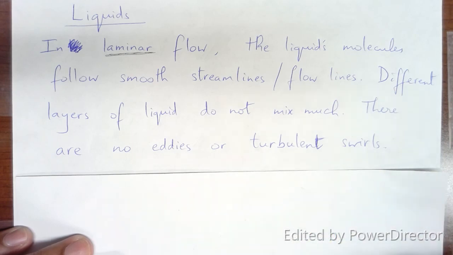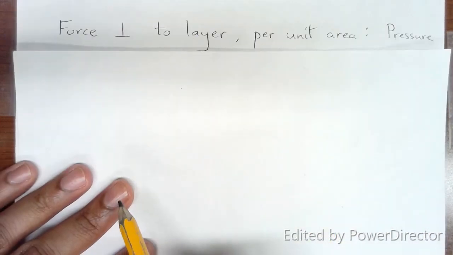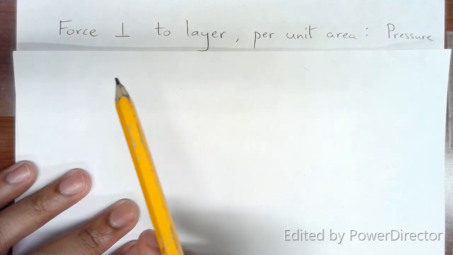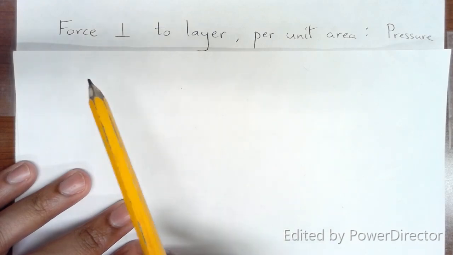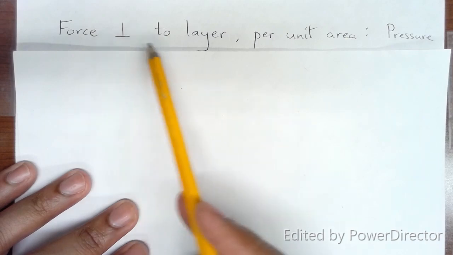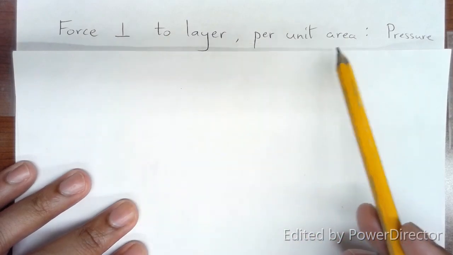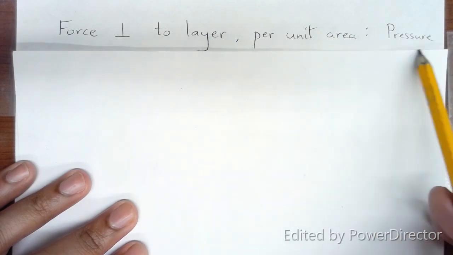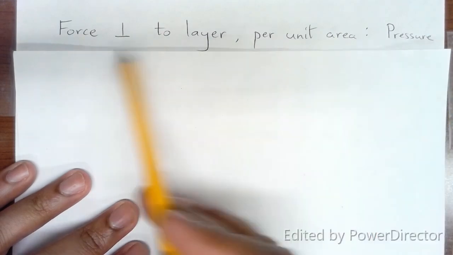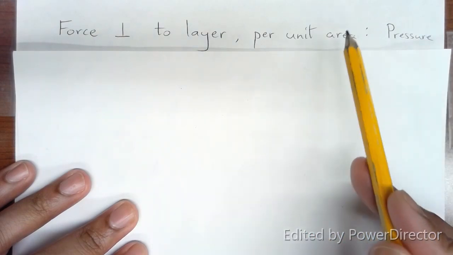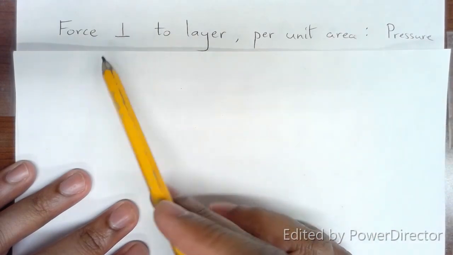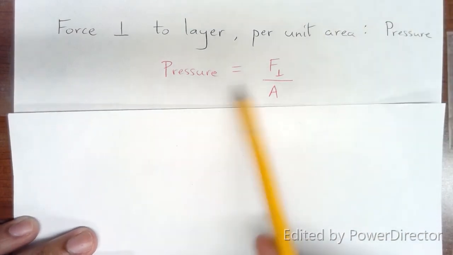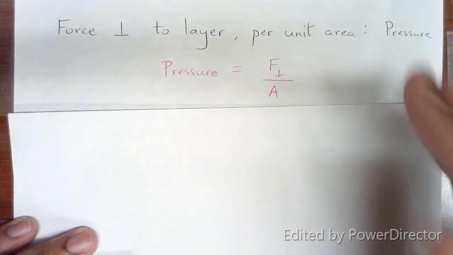So again, now that we have laminar flow, so there are fairly well-defined layers of atoms in the liquid, we can talk about the force perpendicular to the layer per unit area. So the force per unit area perpendicular to the layer is called pressure. All right, so if you want the force, you would do pressure times the area, would give you the force perpendicular to the layer. All right, so pressure is equal to F perpendicular over A.